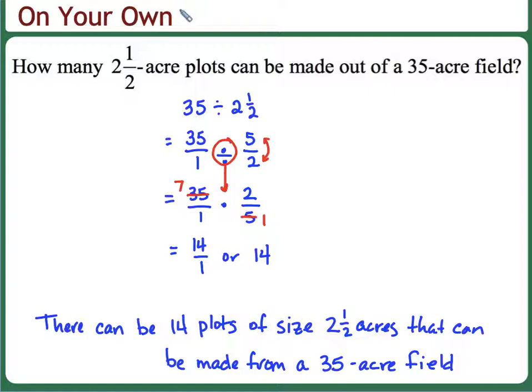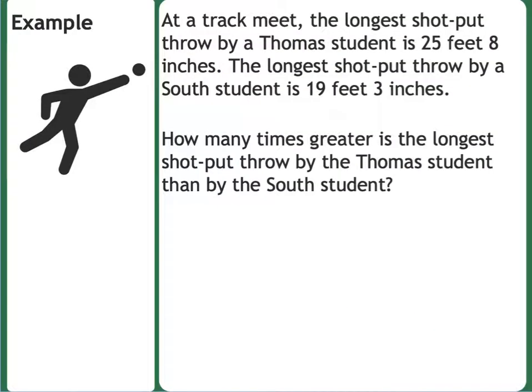All right, so in this case, you can make 14 plots that are of size 2.5 acres, assuming you started with a 35-acre field. All right, let's look at another word problem. At a track meet, the longest shot put throw by a Thomas student is 25 feet 8 inches. The longest shot put throw by a South student is 19 feet 3 inches.